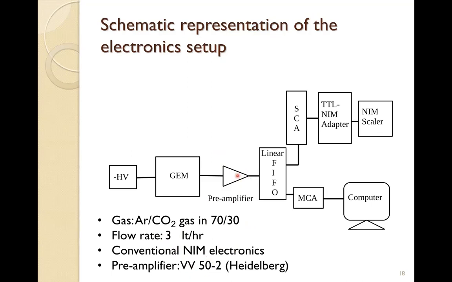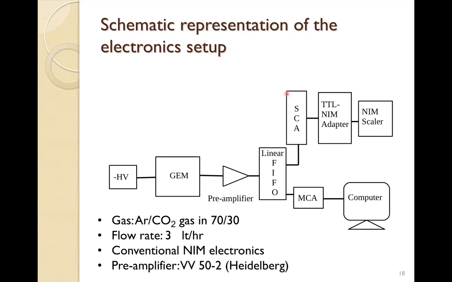And finally, the signals from the preamplifier we put to a linear FIFO. It is a very interesting module where we basically get 4 identical analog signals. So here we get the analog signal, it goes to the linear FIFO input, and from there I can see 4 outputs of the same type, same pulse height, same frequency.